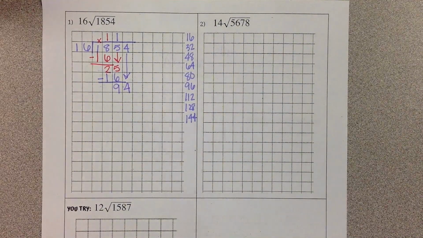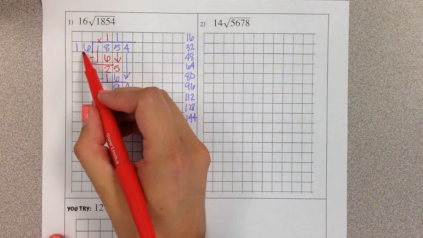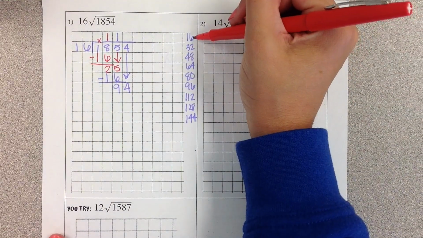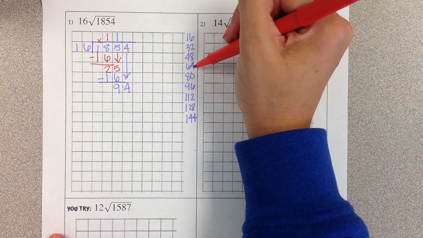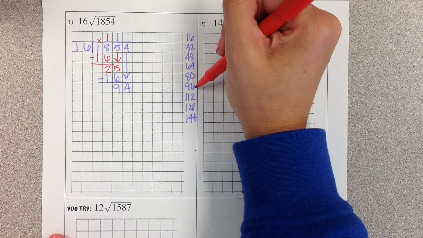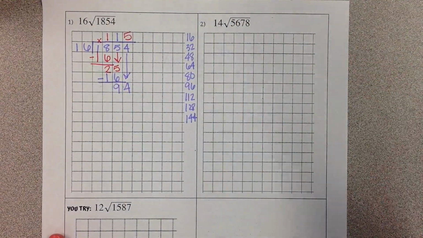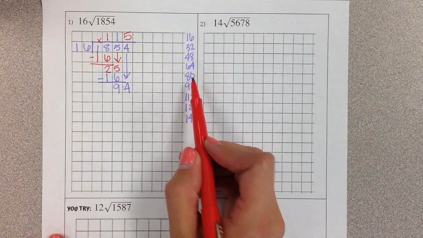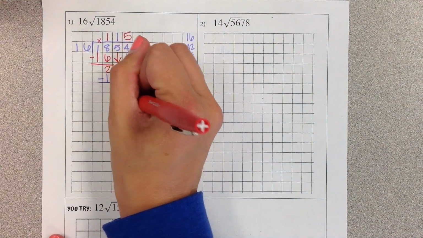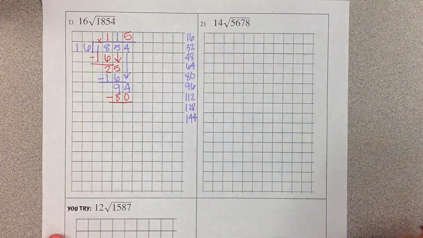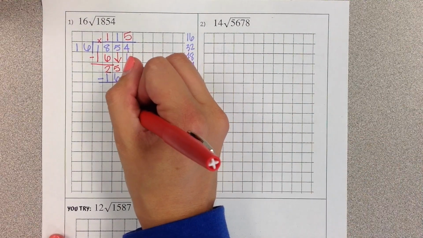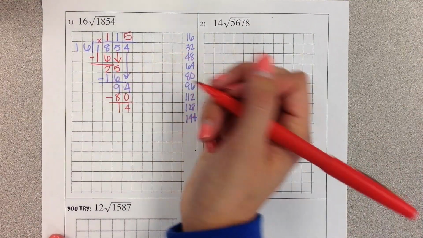Okay, now we look at our division. 94 divided by 16. How many times does 16 go into 94? It goes in 1, 2, 3, 4, 5. 96 is too big, so it goes in 5 times. We multiply. 16 times 5 is 80. Now we subtract. 94 minus 80 is 14.